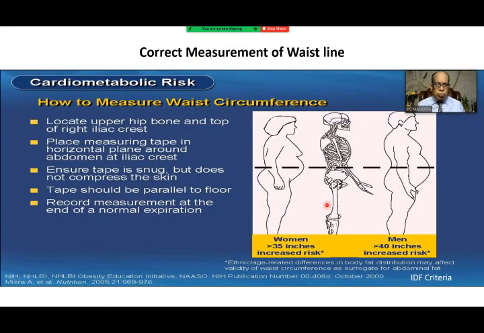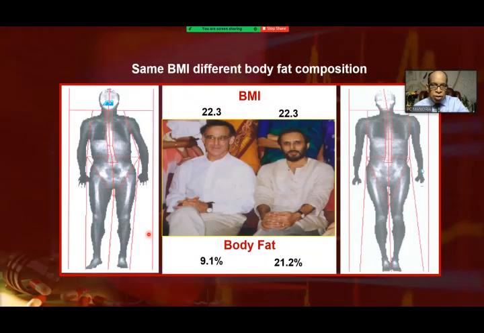Now this shows what is the exact procedure for measuring the waistline. Locate the upper hip bone and top of the right iliac crest. Place the measuring tape in the horizontal plane around the abdomen and at the iliac crest. Ensure the tape is snug but does not compress the skin. The tape should be parallel to the floor and record the measurement at the end of a normal expiration.